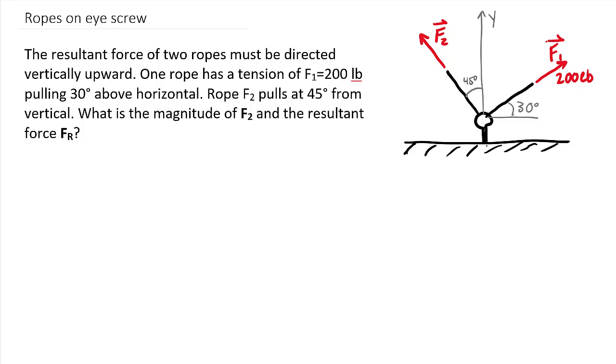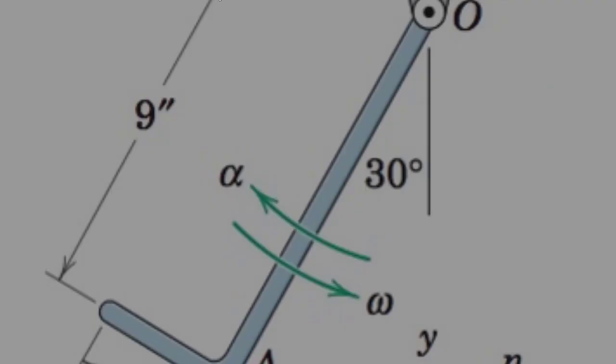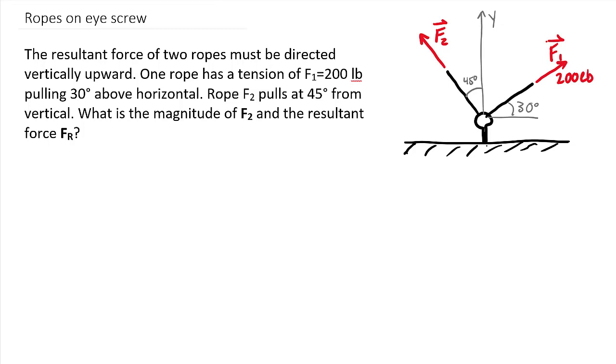Okay, so what we have here is that we are given in the problem statement the resultant force of the tension in these two ropes has to be directed vertically upward. Let's go ahead and draw that resultant force. It's going to look like this. So FR has to be vertically upward, so we know what direction it's going in.